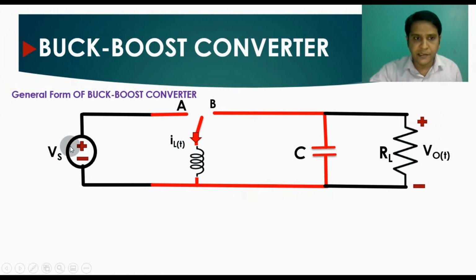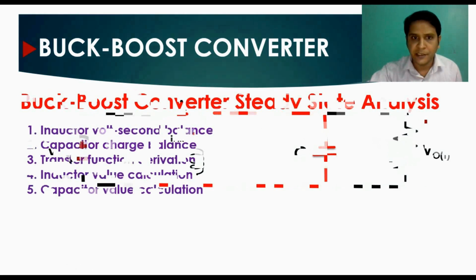Here you can see we have supply voltage, then we have a switch connected here, this is the switch, then we have inductor over here. In the buck boost converter we have first switch, then we have inductor, then here somewhere we have diode, and then we have capacitor, and then we have load resistance. Let me show you in the previous slide.